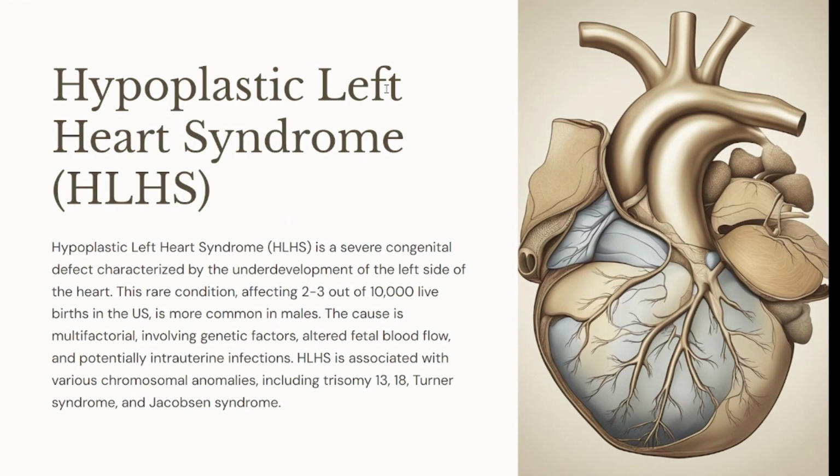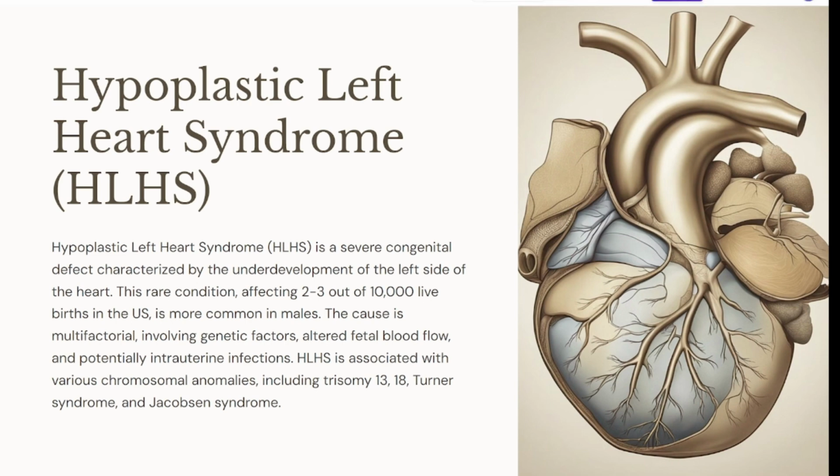Summary: Hypoplastic Left Heart Syndrome, HLHS. Definition and epidemiology. HLHS is a severe congenital defect characterized by underdevelopment of the left side of the heart. It's rare, with an incidence of 2 to 3 per 10,000 live births in the US and more common in males. Etiology. The cause is multifactorial, involving genetic polymorphisms, altered fetal blood flow, and possibly intrauterine infections.